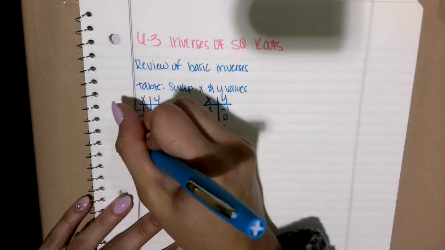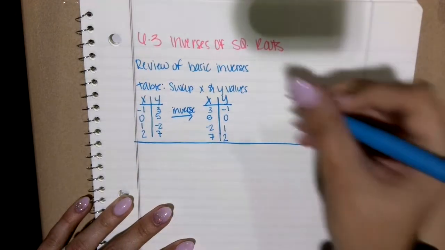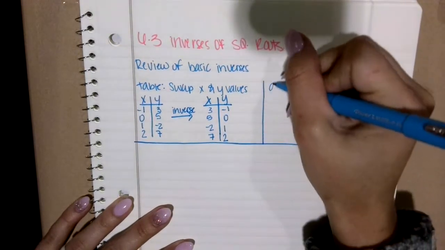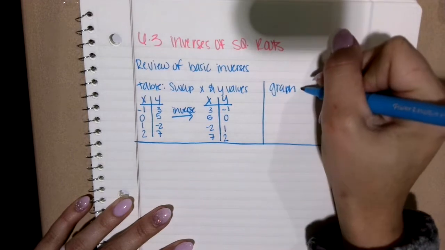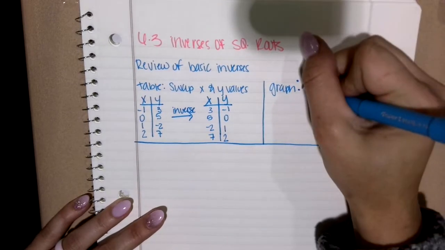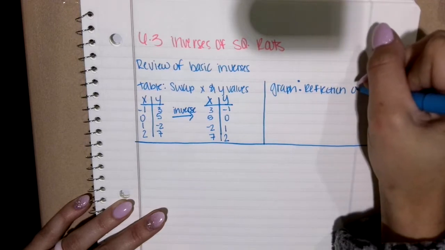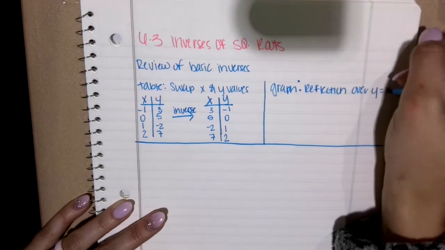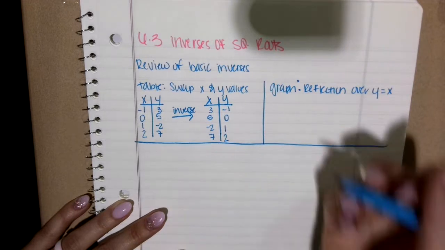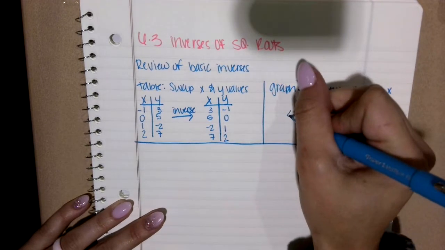If I was going to graph the inverses, it is reflecting over y is equal to x. So it's going to reflect over the x-axis.